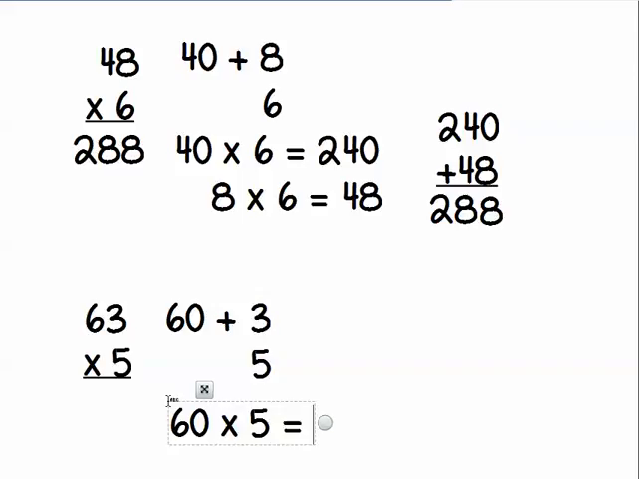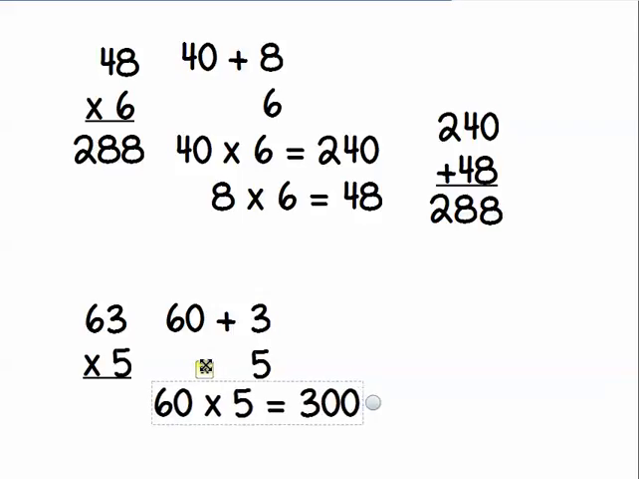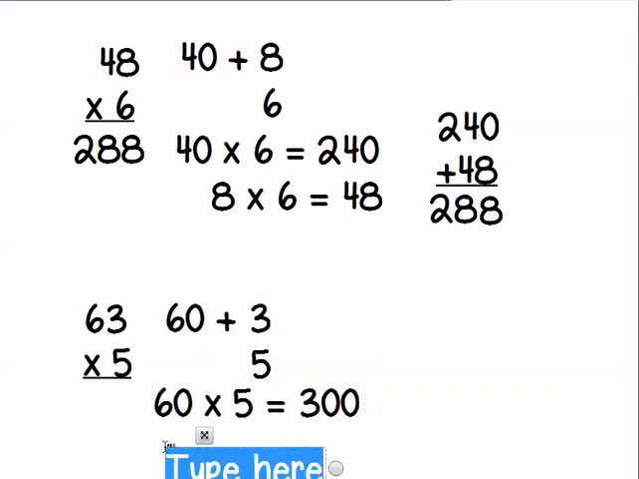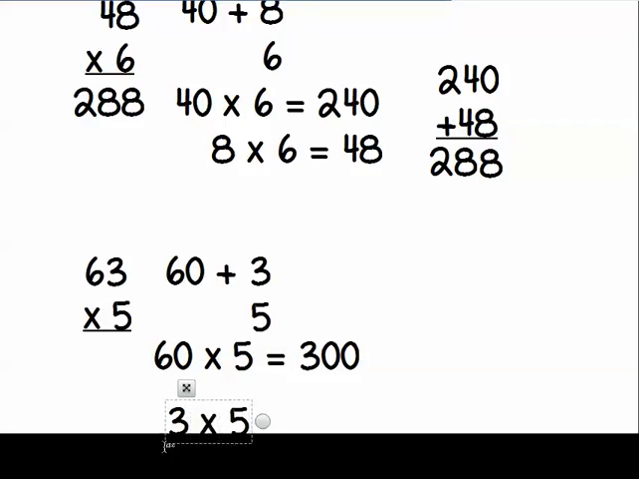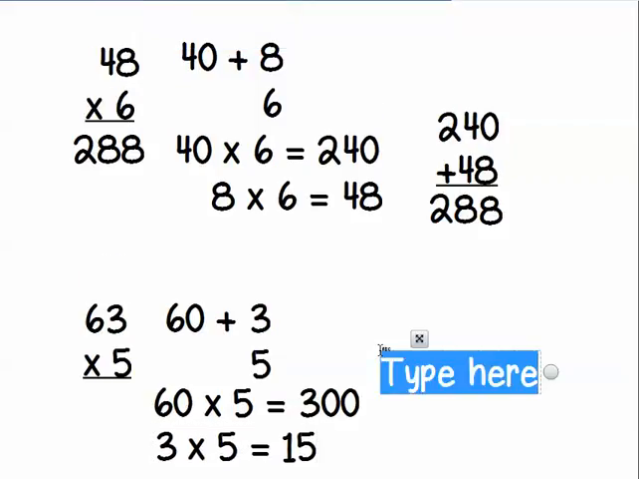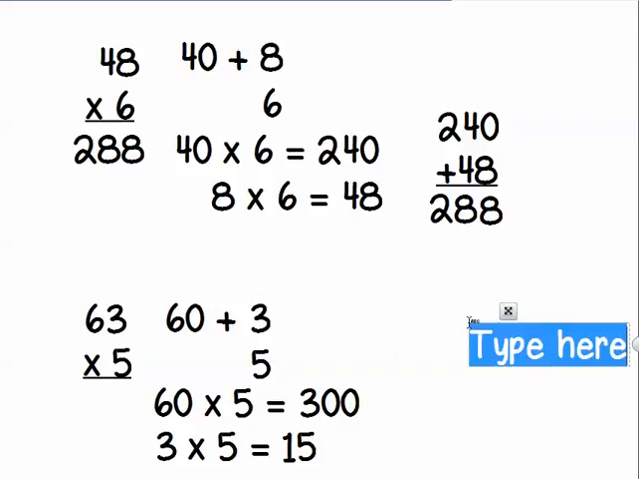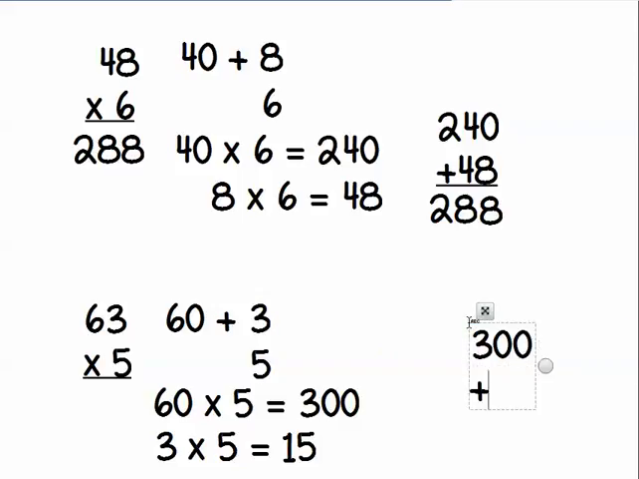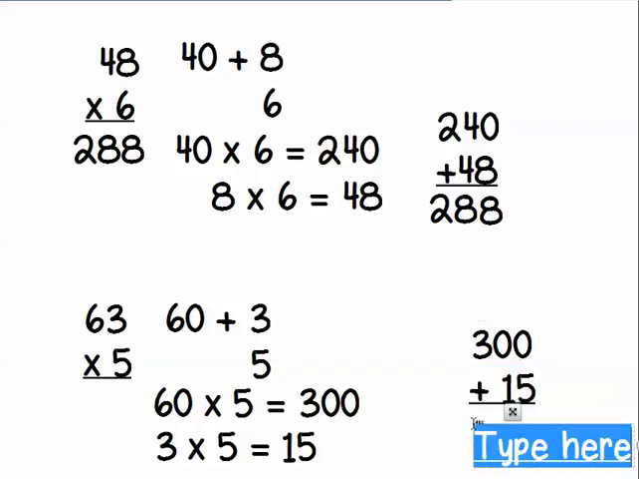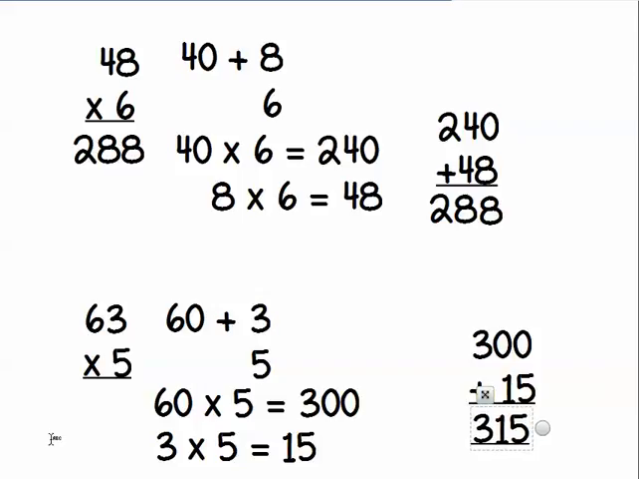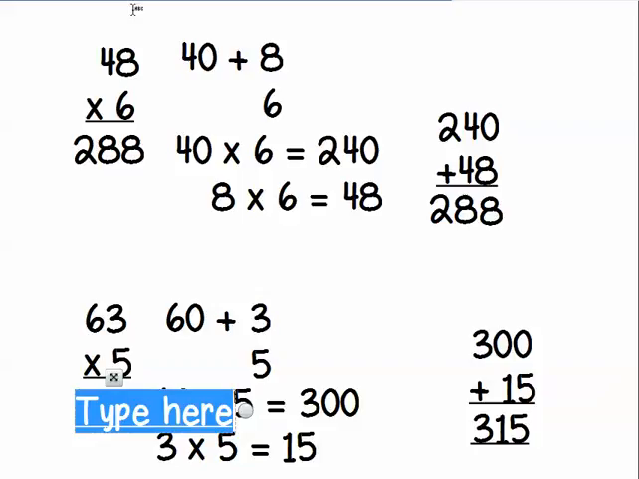Of course that equals 6 times 5 is 30. Put a 0 there for the extra 0 in 60, so 300. And then I have 3 times 5, which of course we know is 15. And now I have my partial products. So all I have to do is add them together. And of course we know that 300 plus 15 is 315, which will give me my answer of 63 times 5.